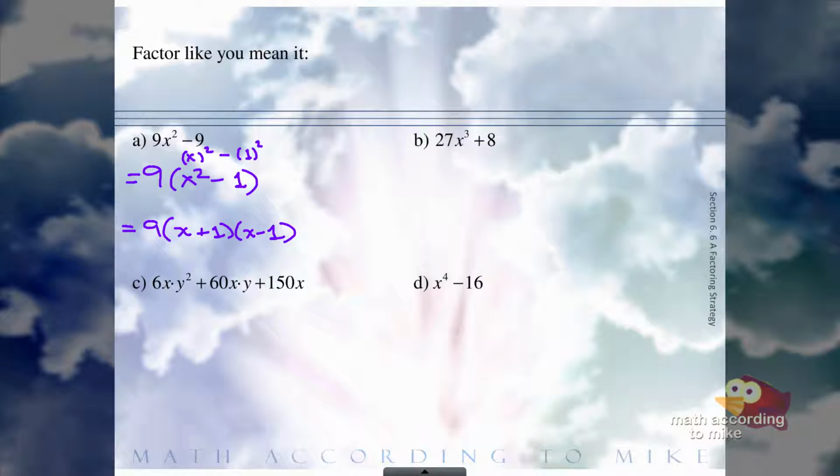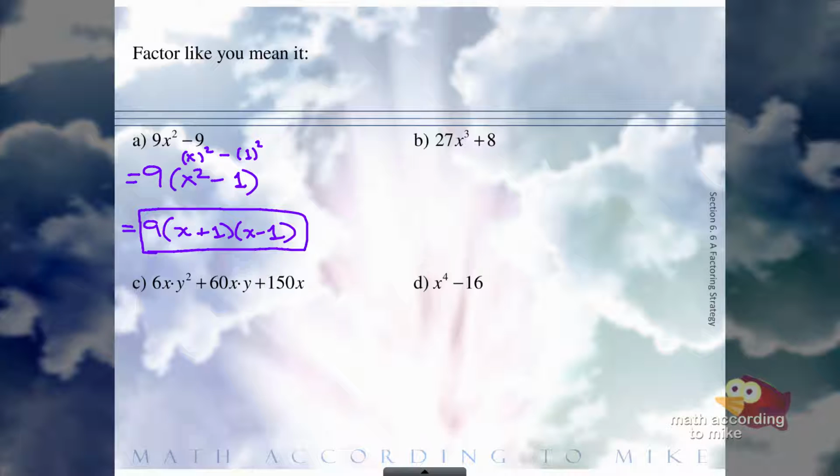in either order. And the 9 that we pulled out stays there on the outside. Don't forget to write it. So 9x squared minus 9 factors as 9 times x plus 1, x minus 1.